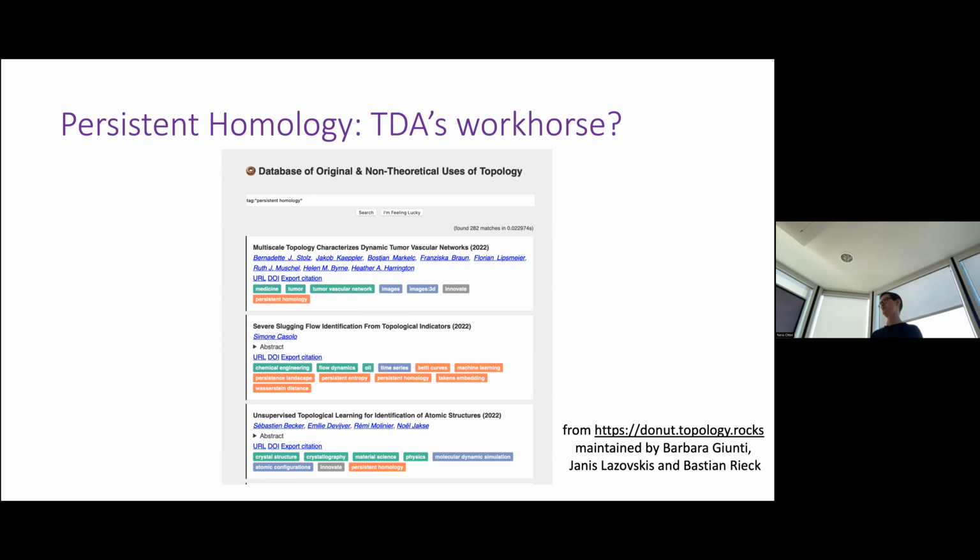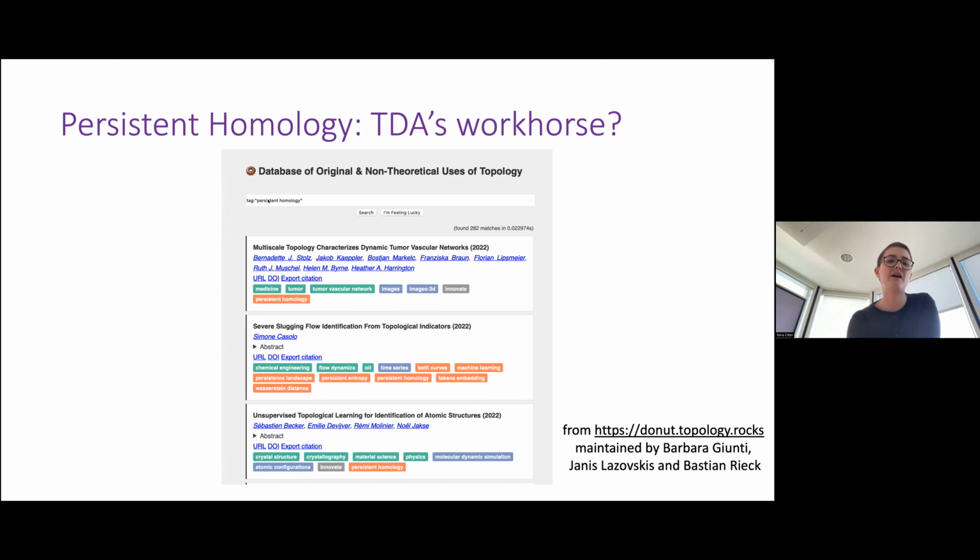And instead of listing applications here, I thought I would just, in case you don't know about this, I really recommend this. This is a database, abbreviated to DONUT. It's a database of original and non-theoretical uses of topology. It was first created by Barbara Giunti, and now it's maintained by Barbara, Janis, and Sebastian Rieck. And Sebastian Rieck was able to buy this amazing domain, donut.topology.works. It's basically a repository for papers on applications of topology, so not just persistent homology. And with different tags, you can search for specific papers.